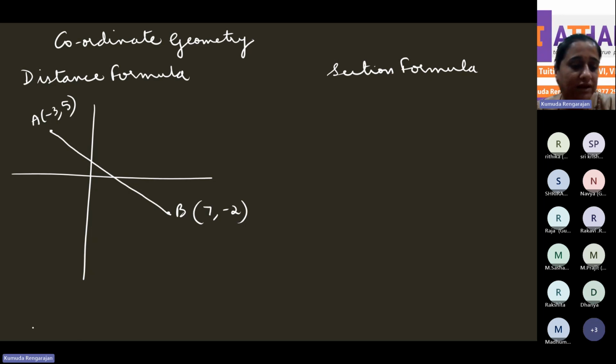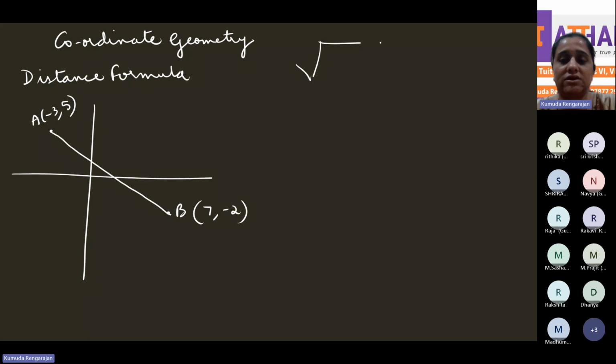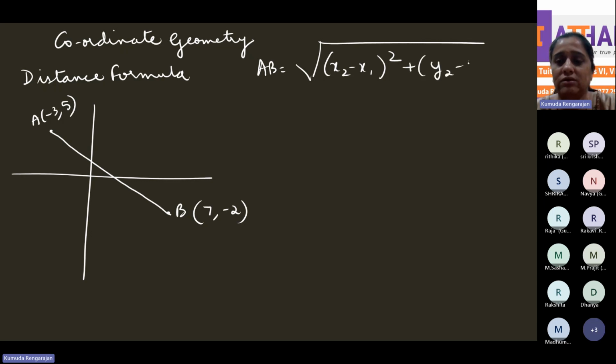So now the distance formula goes like this. We have the derivation, but we're not doing that in today's class. The distance between 2 points, in this case AB, that is the length of the line segment AB, is equal to the square root of (x2 minus x1) the whole square plus (y2 minus y1) the whole square.